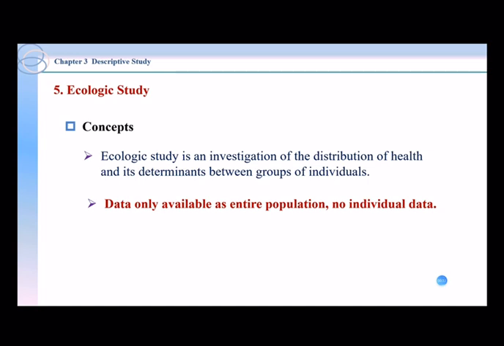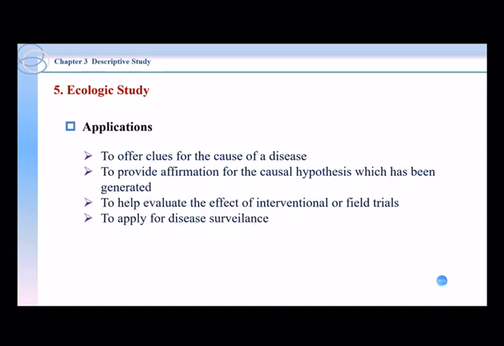but actually the most important difference is that the ecologic study only uses the data from the entire populations, but not individual data. So, which means we can only see a trend between the entire populations. And we usually use the ecologic study to offer clues for the cause of a disease, to help evaluate the effects of interventions or field trials. And it can also be applied to disease surveillance.